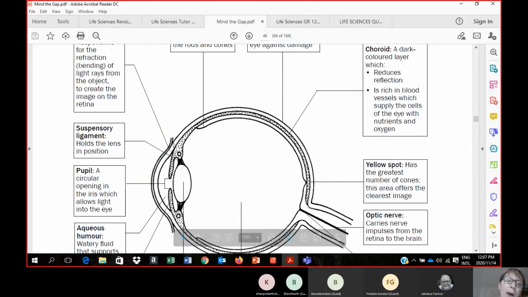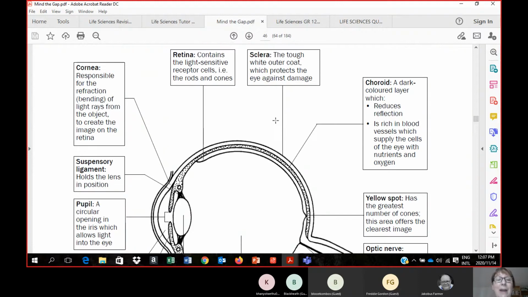Then if we carry on, this part over here is the white part of the eye, and it is called the sclera, and it's where your eye muscles are attached, so that allows you to look in different directions. It's also a very tough membrane, and it protects the eye. I know we often do a dissection of the eye of a cow with our matrics, and to be honest, it's really difficult to actually get your scalpel through the sclera because it is a very tough membrane.